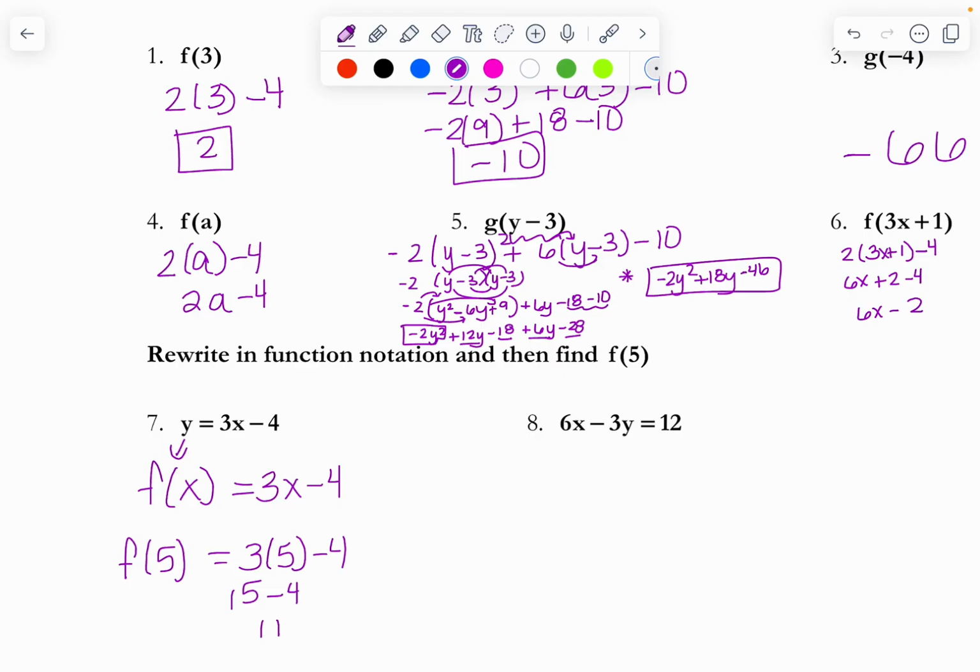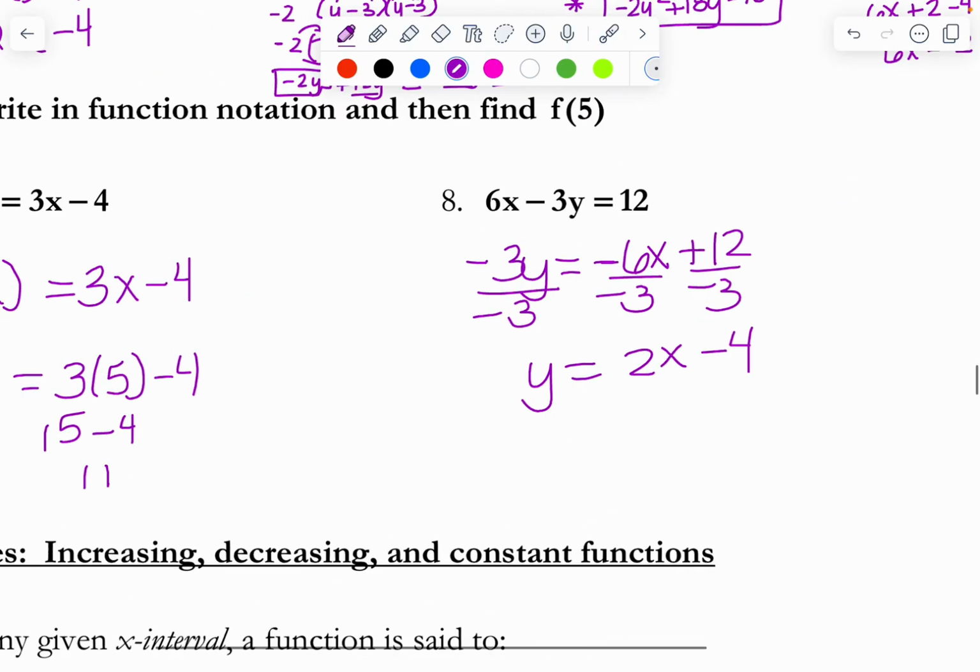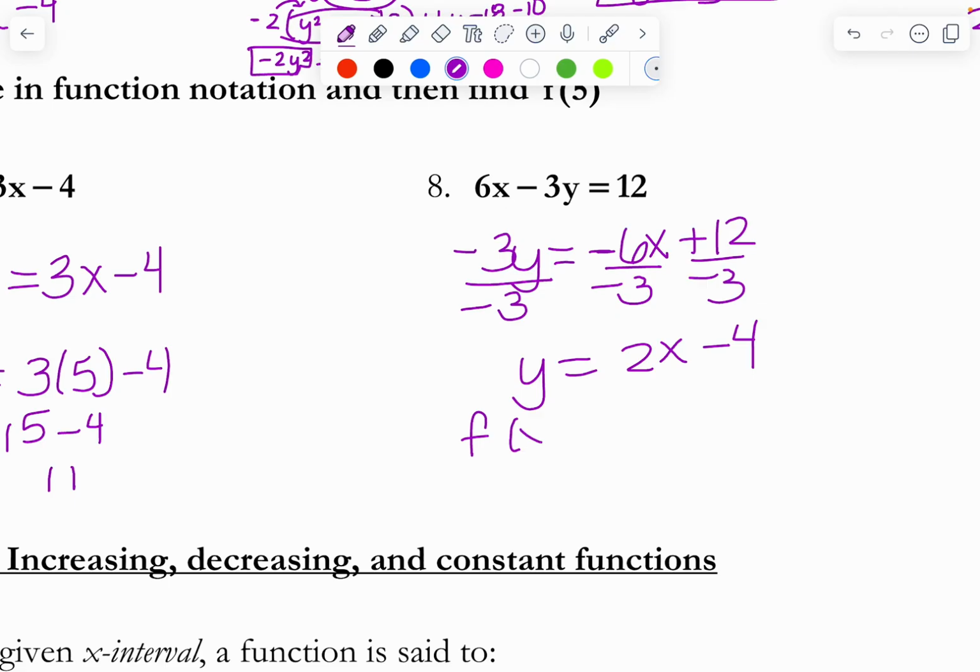Now for this first one, number 8, I'm going to do negative 3y equals negative 6x plus 12. Divide by negative 3. So I have y equals 2x minus 4. Now I'm going to write this in function notation. f of x equals 2x minus 4.